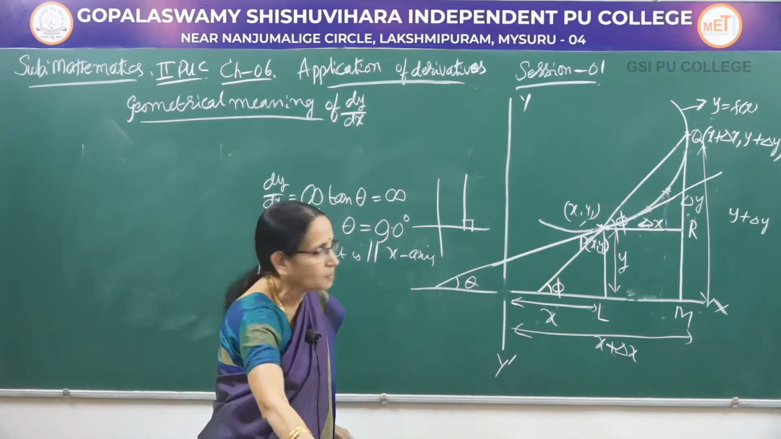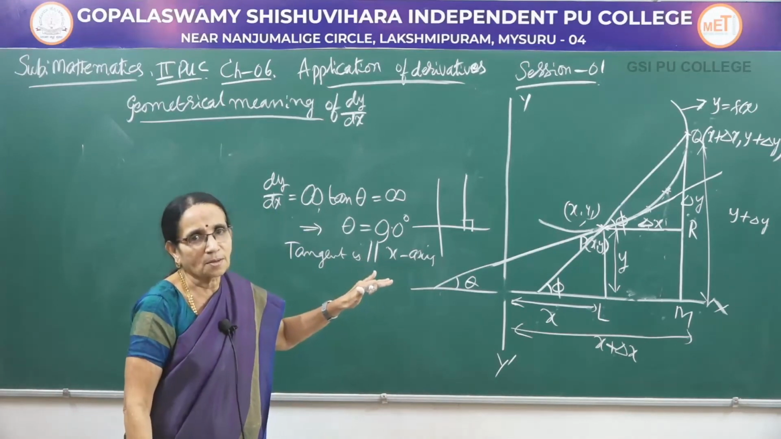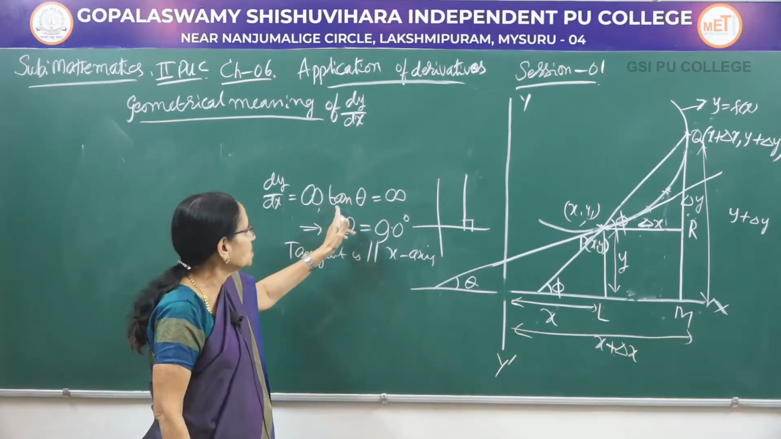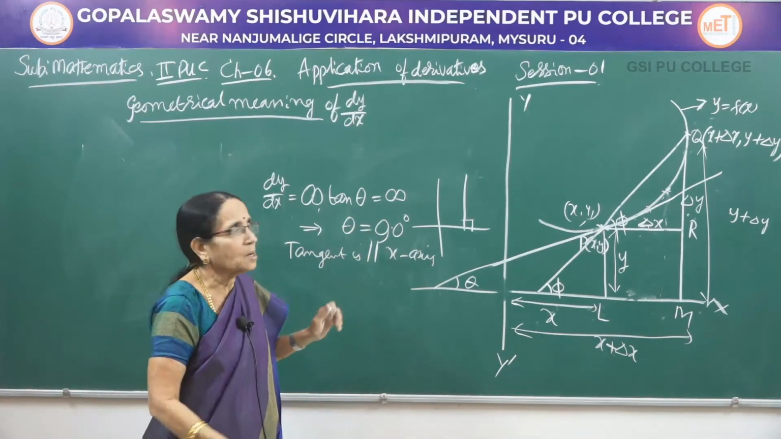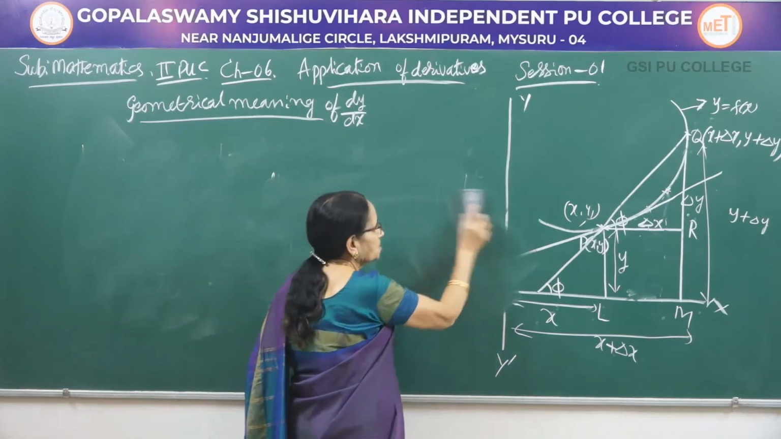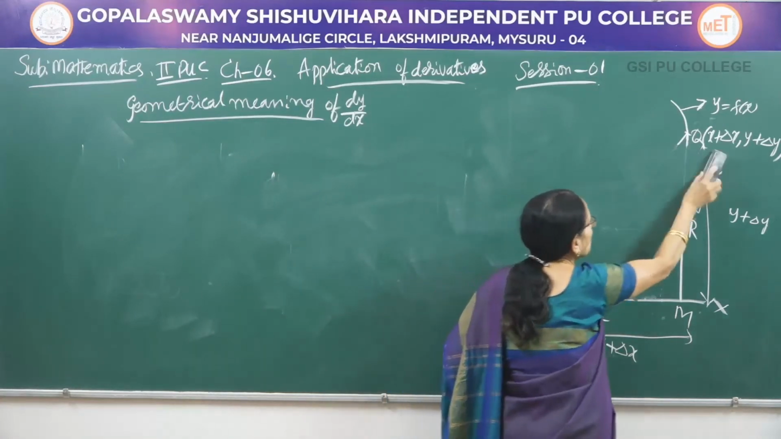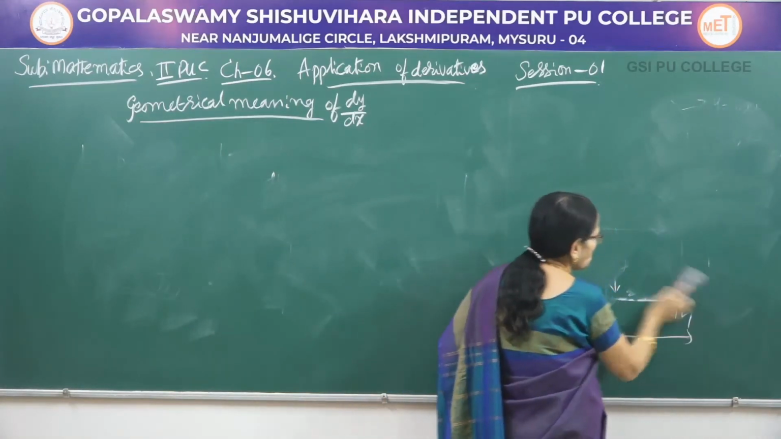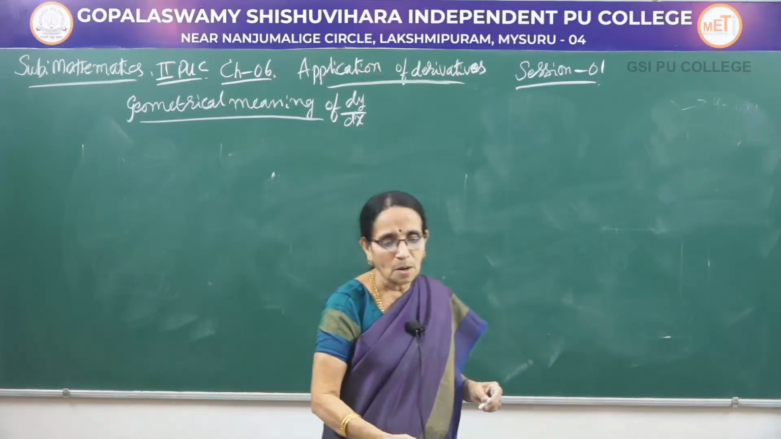Both ways you can say. If dy by dx is 0, then the tangent is parallel to the x-axis. If dy by dx is infinity, then the tangent would be perpendicular to the x-axis, or we can say parallel to the y-axis. Both pieces of information you have to remember, because that helps us to solve some problems.